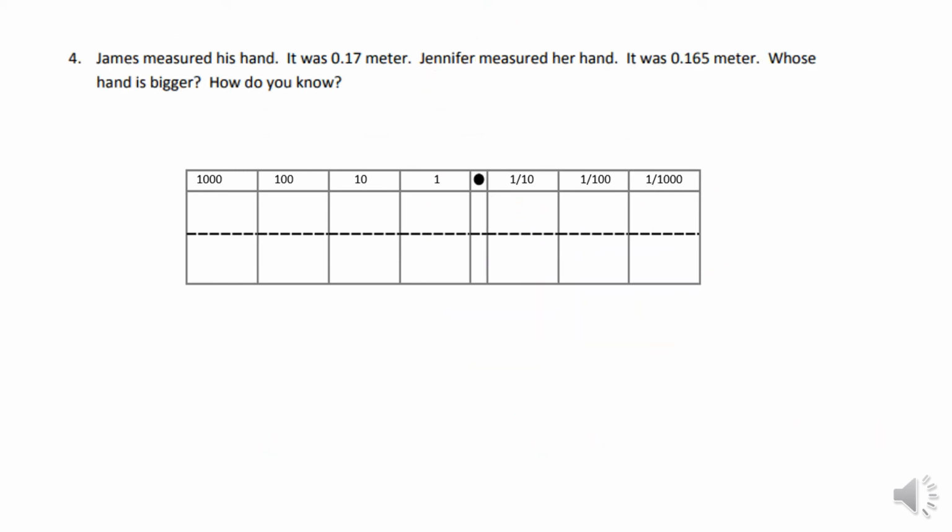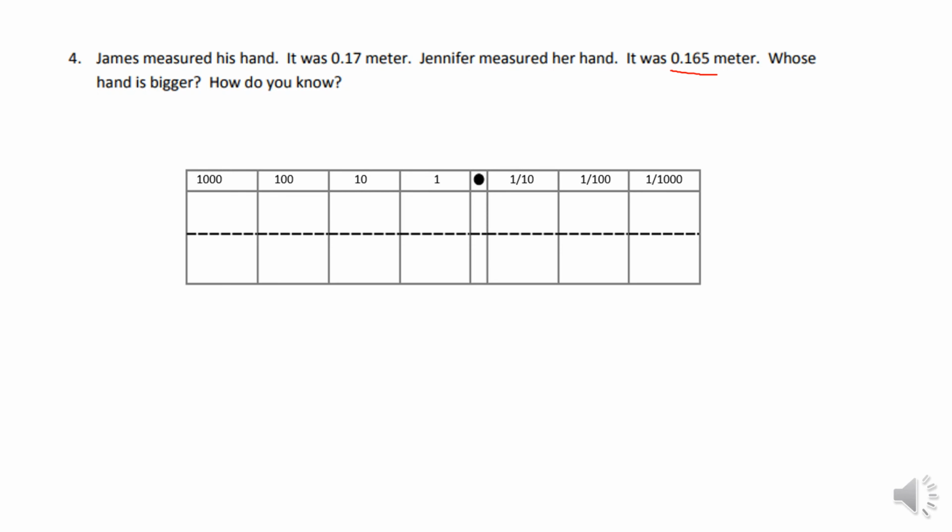Question 4. James measured his hand. It was 17 hundredths of a meter. Jennifer measured her hand. It was 165 thousandths of a meter. Whose hand is bigger? How do you know?